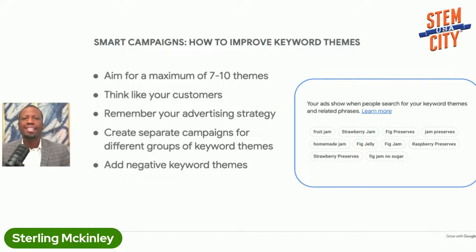Also, think about adding negative keywords. Negative keywords are just keywords that you don't want to bid on. So if you're running ads about strawberry jam, you don't want to bid on peanut butter. It's related, but you're not bidding on peanut butter. So peanut butter would be a negative keyword. If somebody types in peanut butter, that would make sure that your ad does not show up.